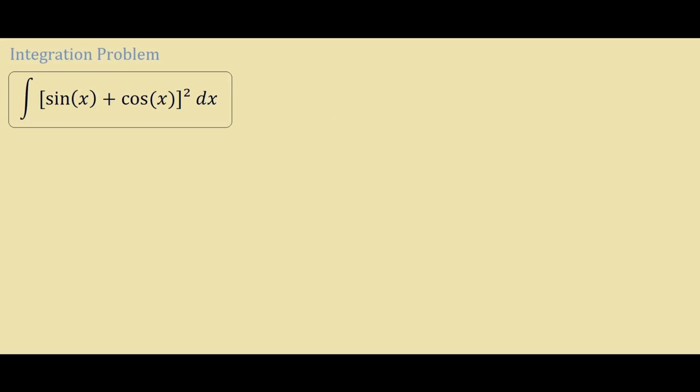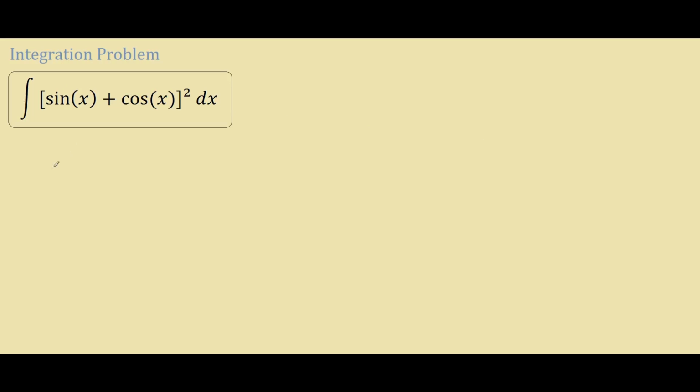Okay, so we have this integration problem where we have the integral of (sine x plus cosine x) squared dx. This integral is actually very simple, but it requires the knowledge of your trig identities. So if you have a reference table or list of all the trig identities, it would be very helpful for this problem. So first of all, we start off this problem by getting rid of the brackets.